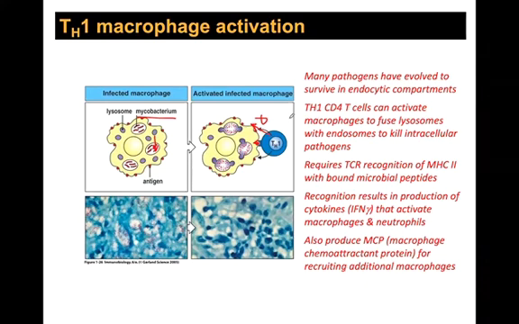We'll also produce things that are going to tell everybody else, hey, there's an infection right here, so come and join us in this little party responding to the infection. And that is things like macrophage chemoattractant protein. You have to remember that. You're just making chemoattractants that recruit additional cells.